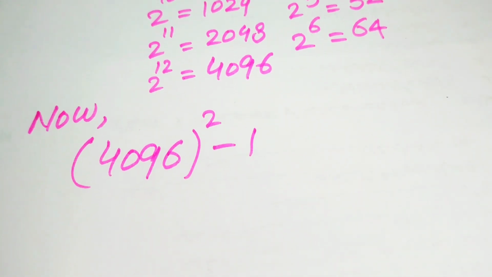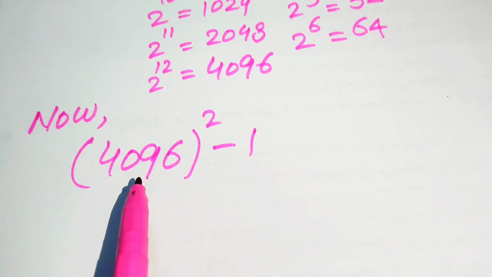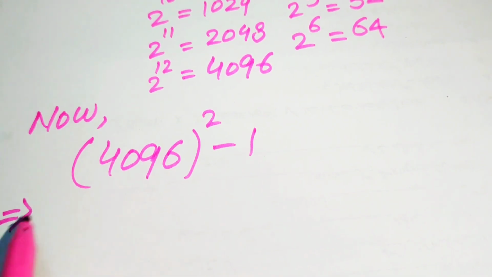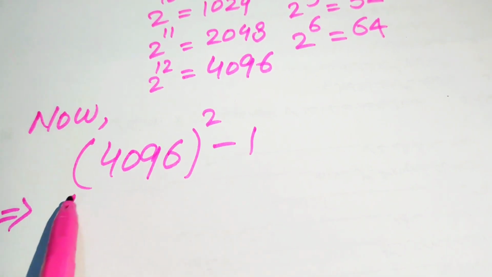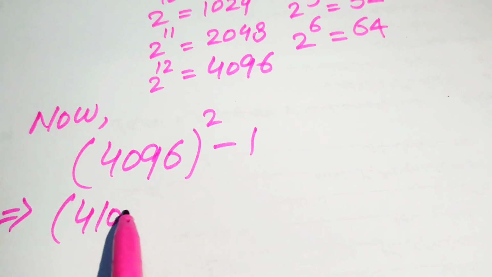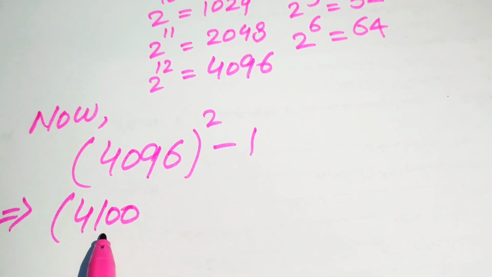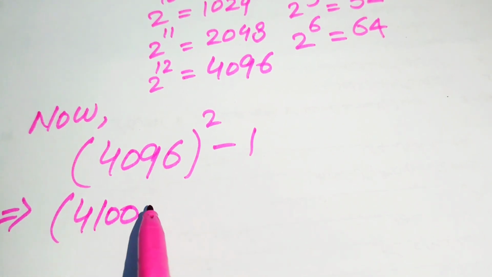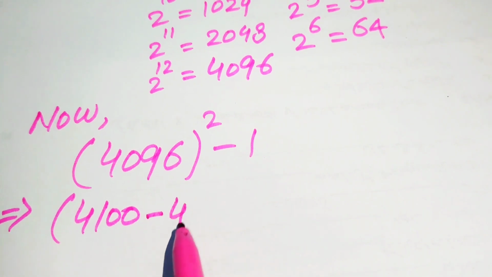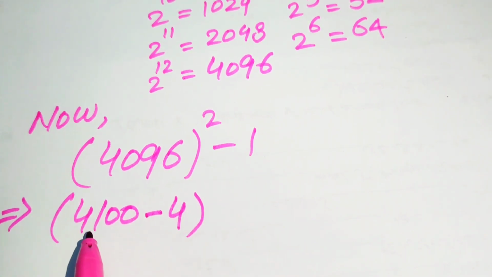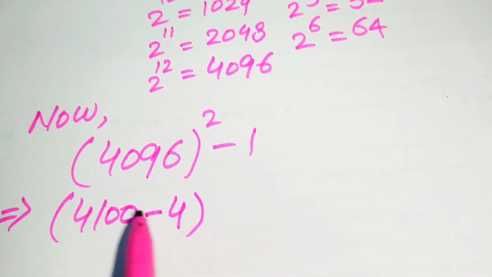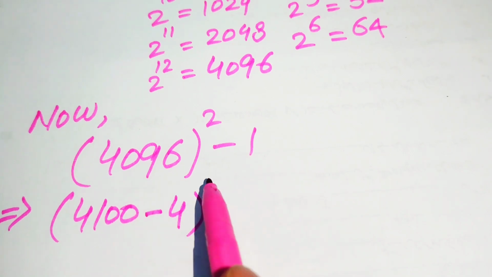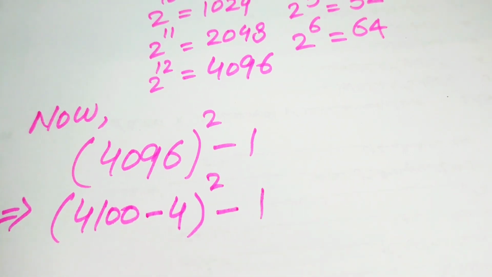Now in the next step, you see this is the square, and now we rewrite this expression as 4100 minus 4. If you subtract 4100 minus 4, you will get 4096, and its whole square minus 1.